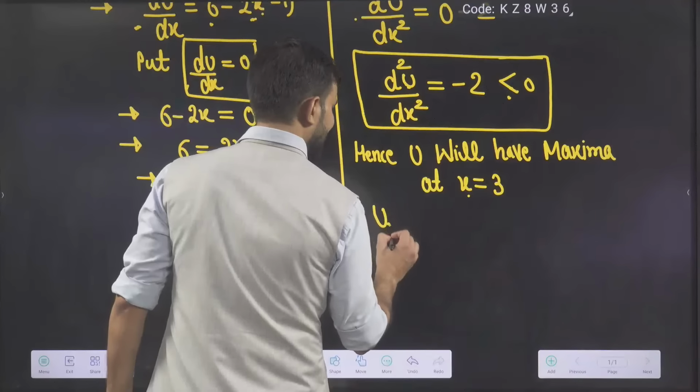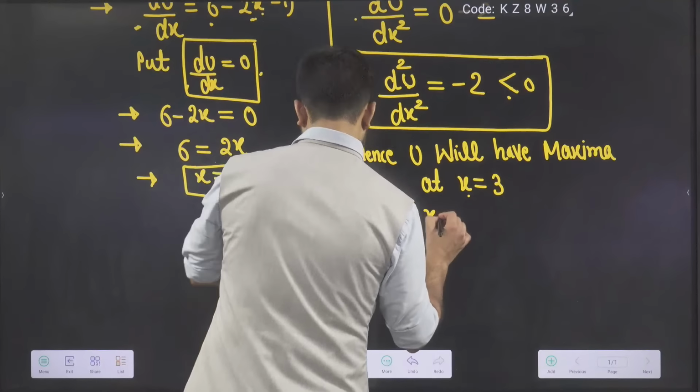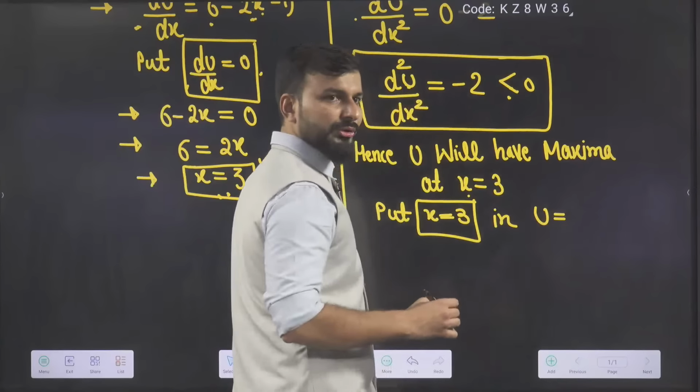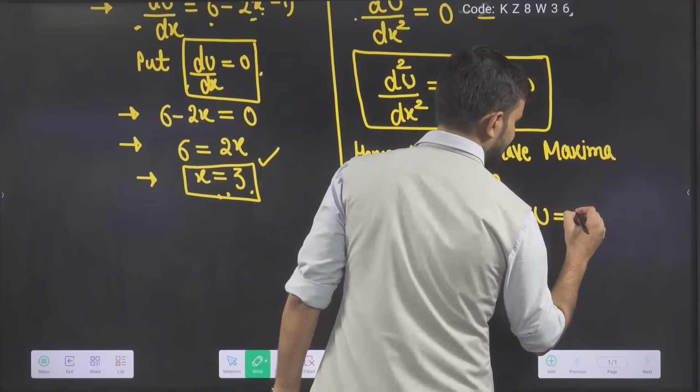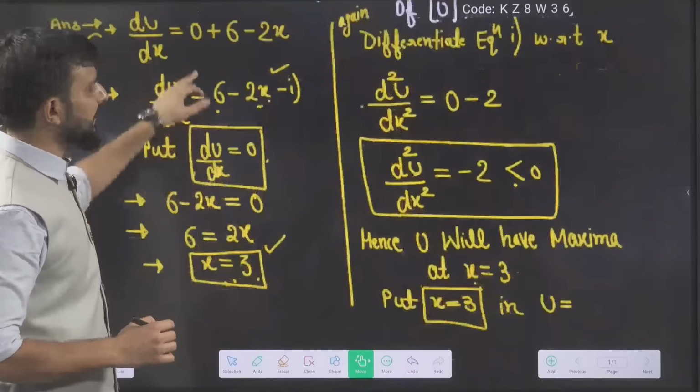Hence, u maximum will be what? What is the u function? Put x is equal to 3 in u. In u is equal to, what was the equation? I think the equation was, I can't remember the equation myself. 5 plus 6x.